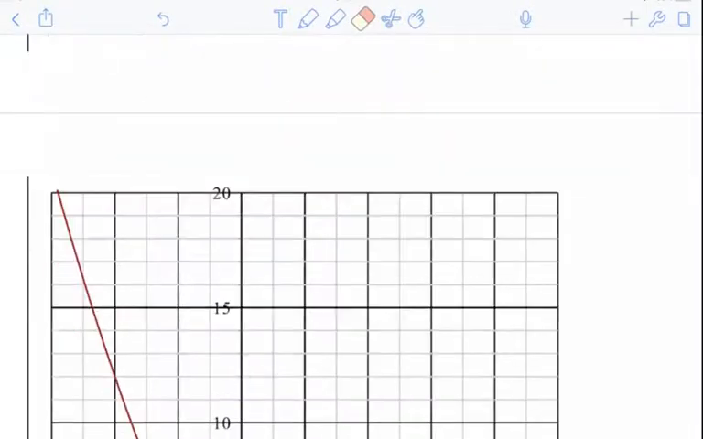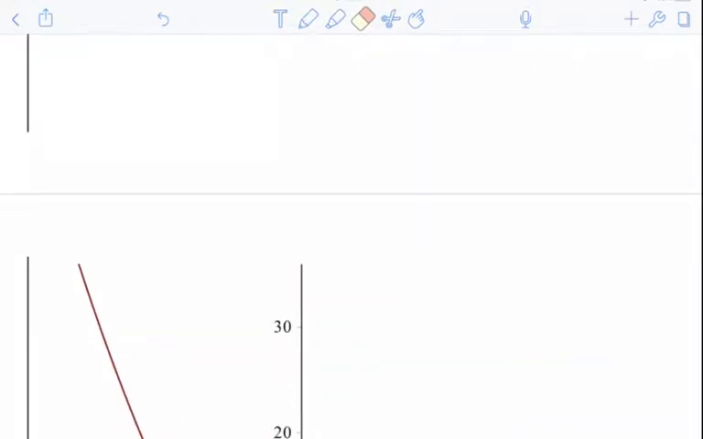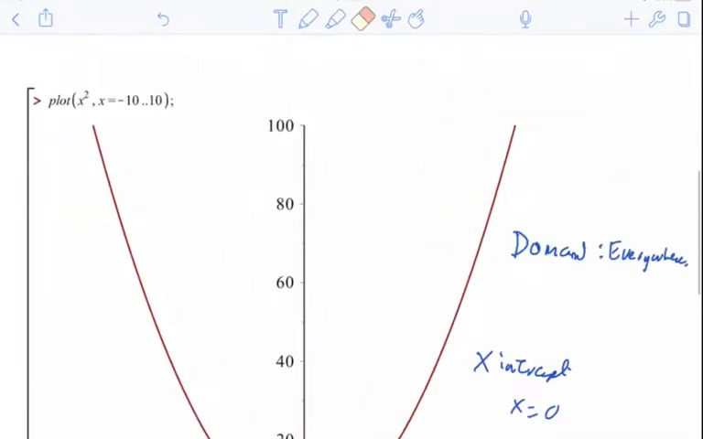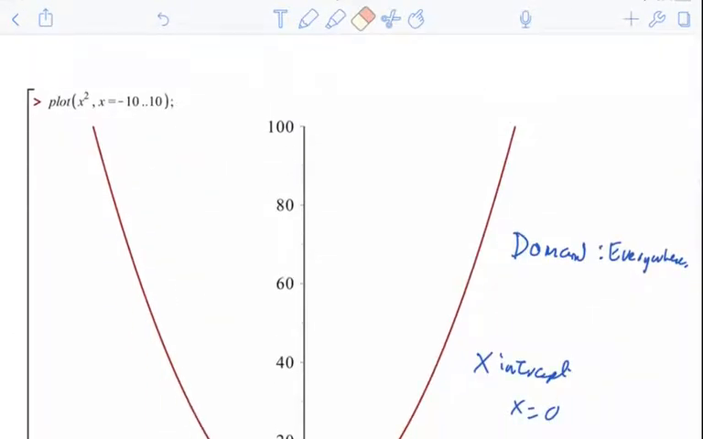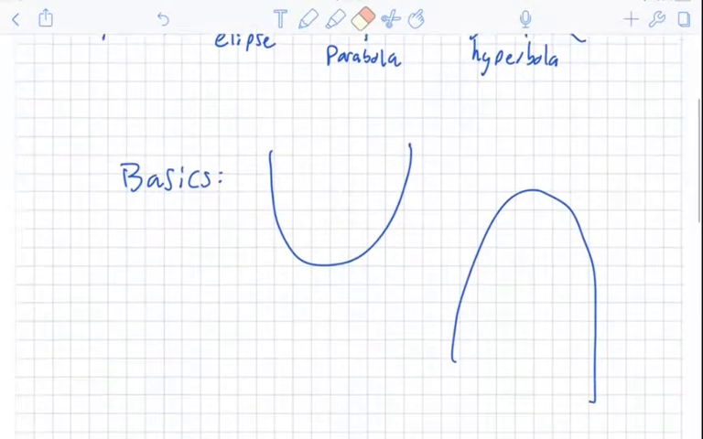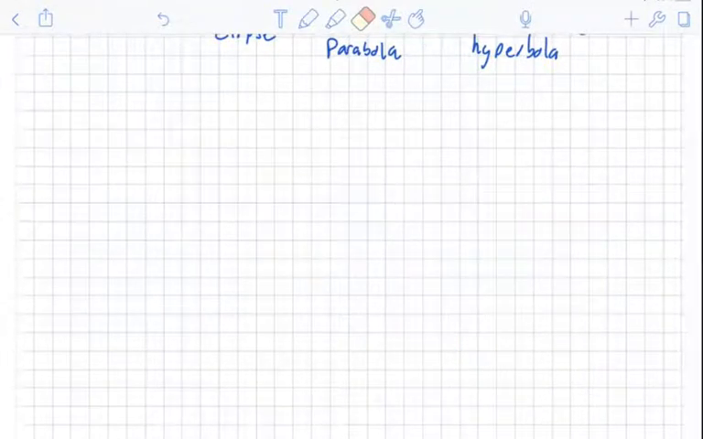There's a variety of behavior. Okay, long story short, parabolas can have one x-intercept, they can have two x-intercepts, or they can have no x-intercepts. How about if I come up here and write that lesson out? Here's my x-axis, y-axis.